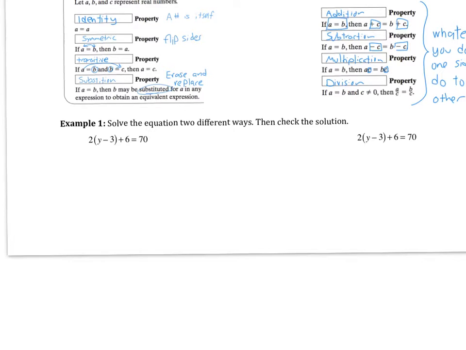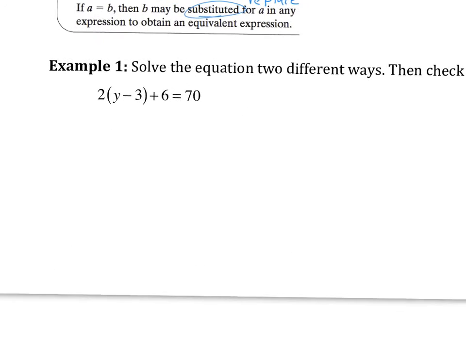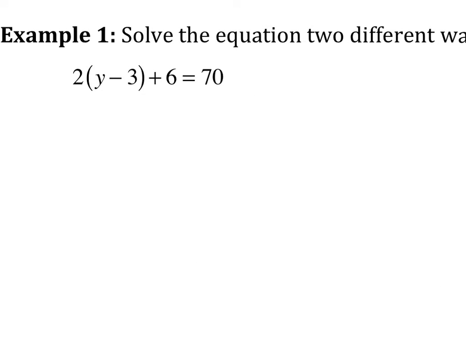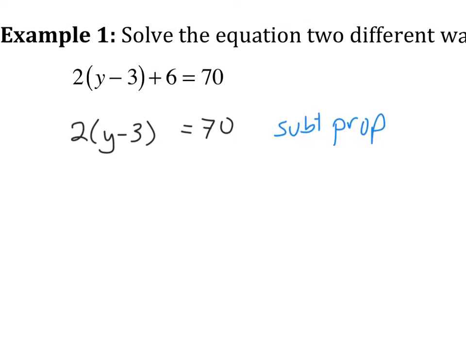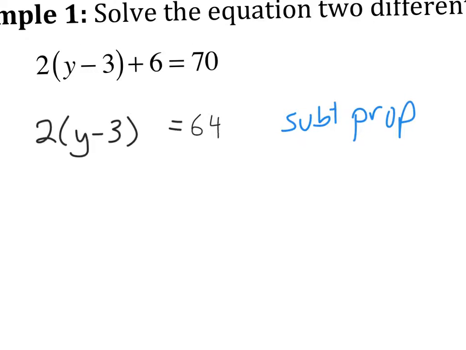All right, we're going to look at this one problem, and we're going to solve it two separate ways, just to show you that there are multiple ways to skin a cat. All right, so first off, I am just going to subtract 6 from both sides. So what did I do? This is the subtraction property. All right, so 64 there.